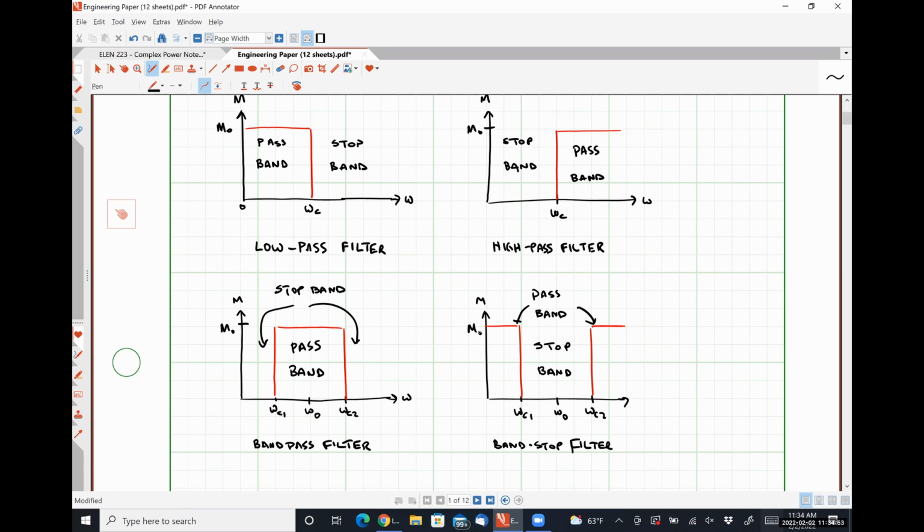So these are what an ideal filter would look like. But it should be fairly obvious that ideal filters cannot be achieved. Okay? For a practical filter, what we're going to see for our responses is something that looks like this. I'm just going to superimpose these on top.